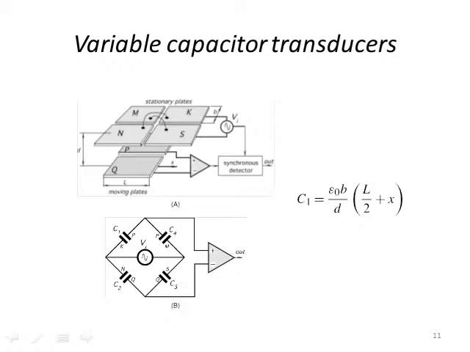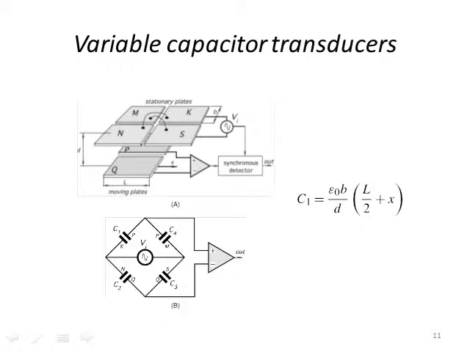Another variable capacitor transducer, very similar to our homework problem as well. And in this case, we have stationary plates, M, K, N, and S, and moving plates, P and Q. And the moving plates in this case move in the lateral direction.